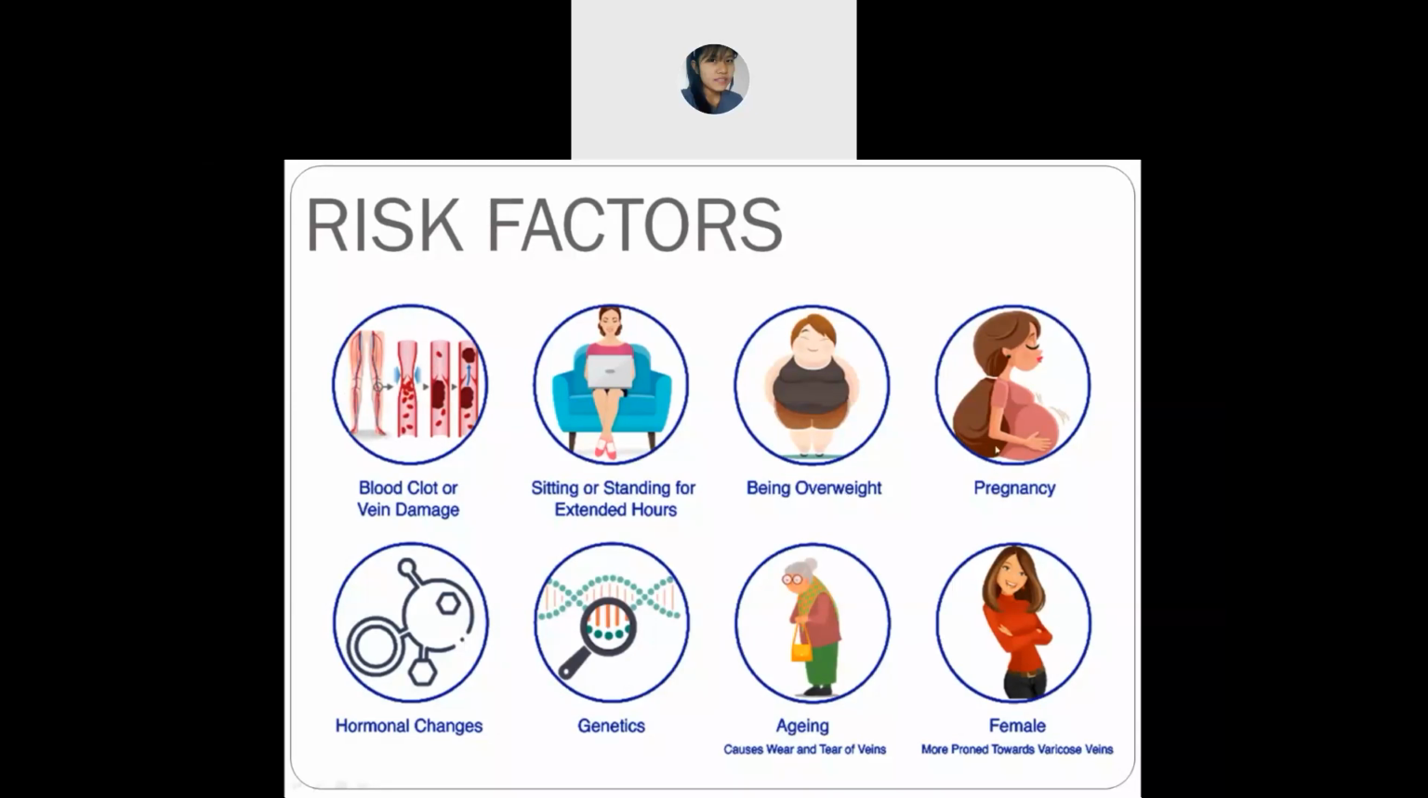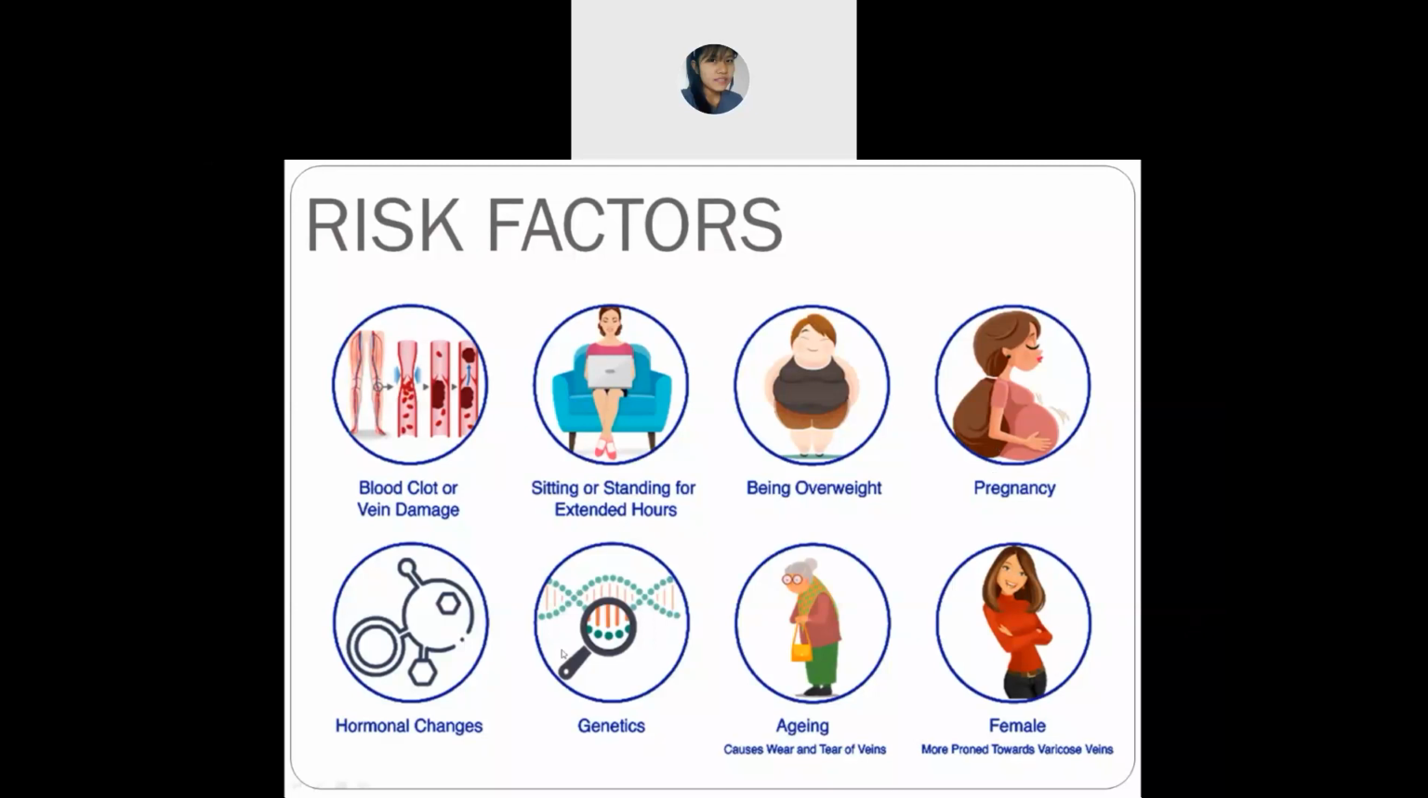All right. Next is pregnancy. Pregnancy is the same thing. During pregnancy, a woman mostly gains weight, so it is somewhat interconnected with obesity. Because of all this, the person can have varicose veins. Next is hormonal changes. Because of some hormonal changes, varicose veins also occur, mostly during pregnancy.